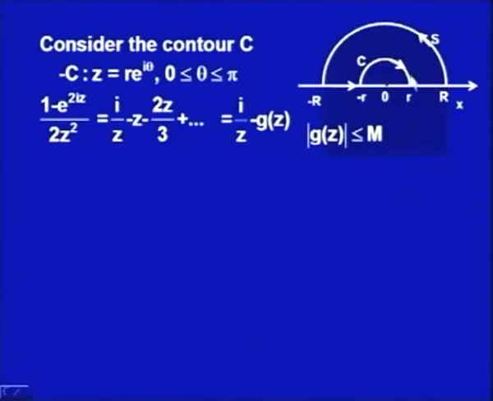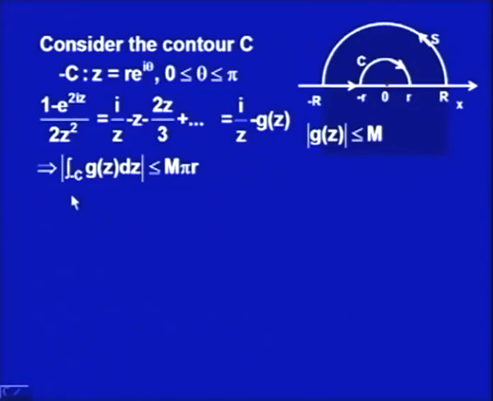So, we would find that it will have some value which is the maximum for all the z on this contour C. So, we have got a bound for this. Now let us use the integral of this function along this contour C. So, rather than contour C, I am considering the contour minus C.